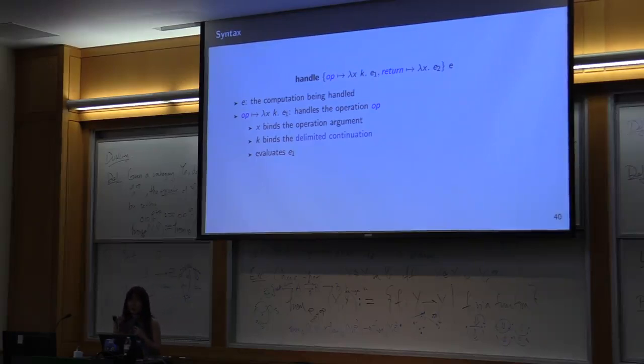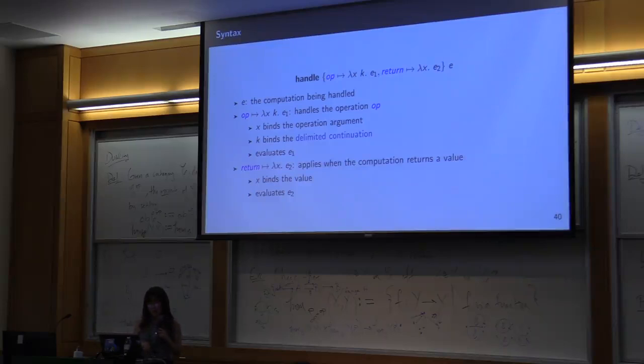So basically, if you ever perform the operation in your program and it is handled by some handler, you would switch the control of your program to that handler. And now the handler decides what to do afterwards. The handler decides that by having access both to the argument provided to the operation and to the delimited continuation. And that does something with E1.